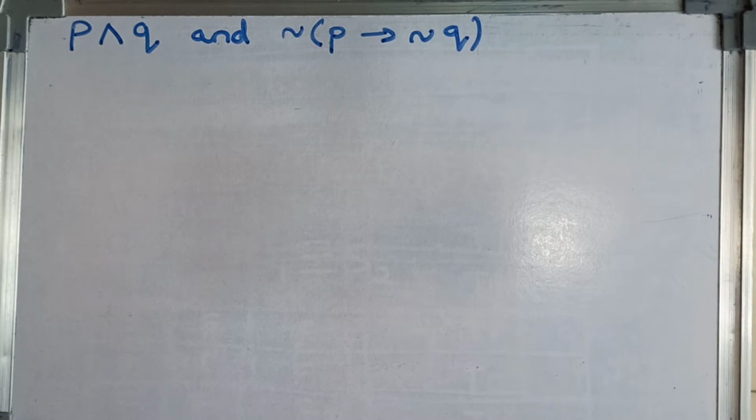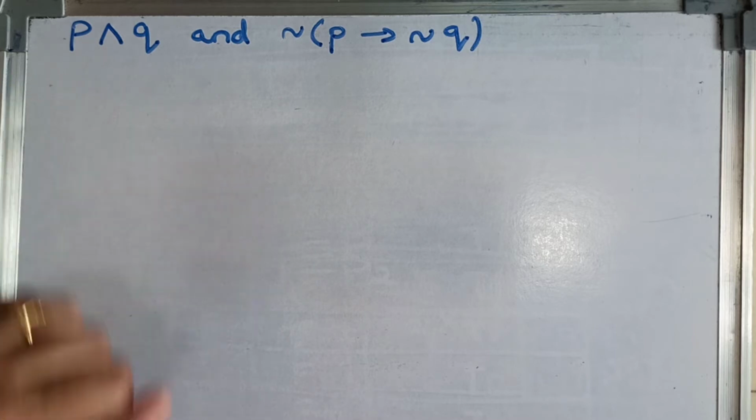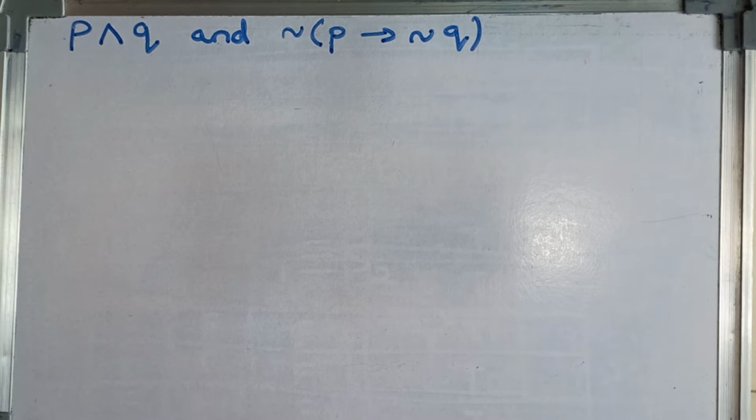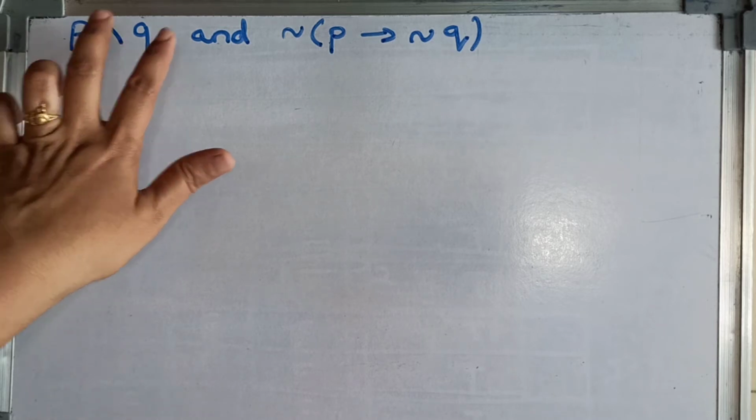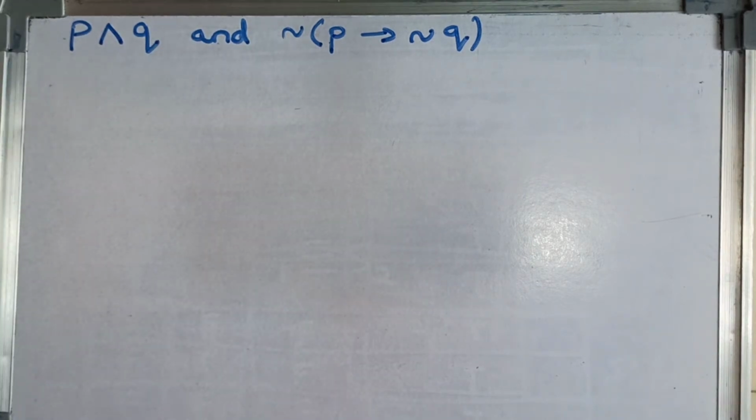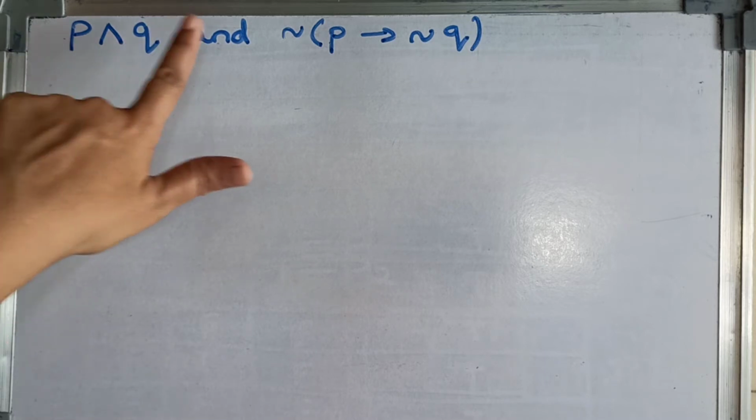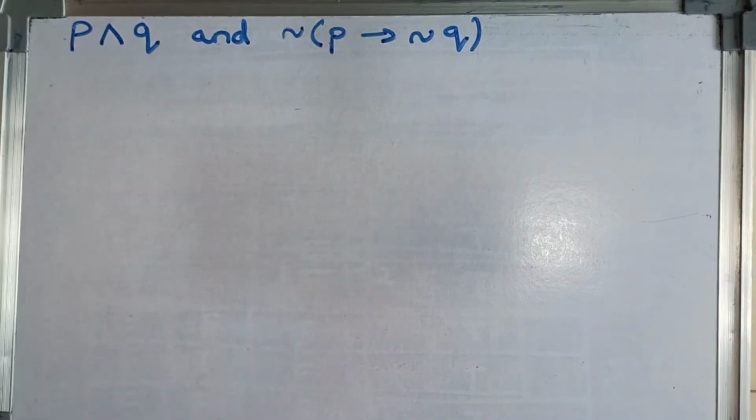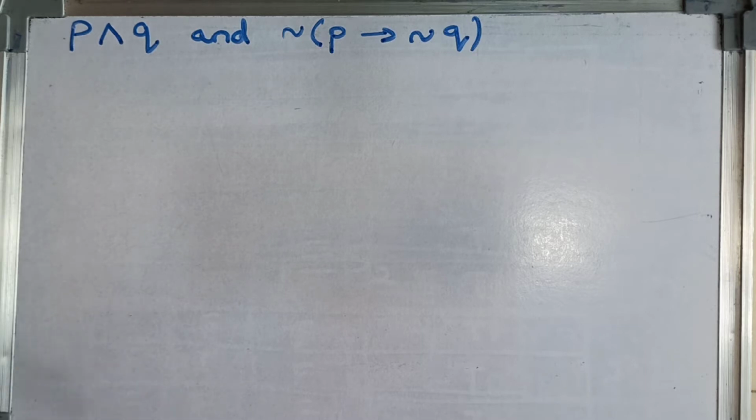So for example, we have to prove that these two statements are logically equivalent: the first is P and Q, and the second statement is negation of P implies negation of Q. First of all, we will start making the truth table. For that we need to decide how many rows and columns will be required. Here we have only P and Q, so the rows will be 2 raised to 2, that is 4, and the columns will be 1, 2, 3, 4, and 4 plus 2, so that will be 6 columns and 4 rows.